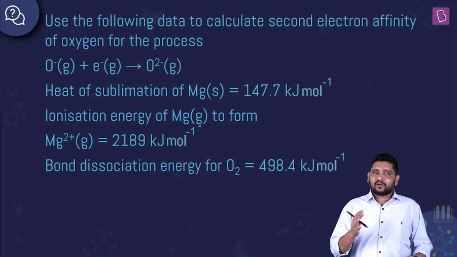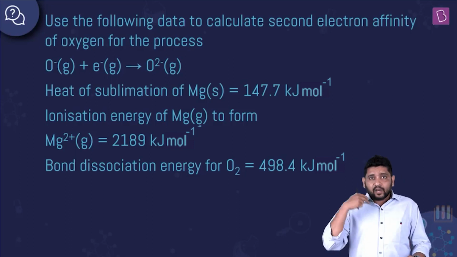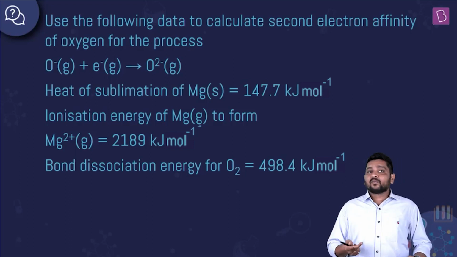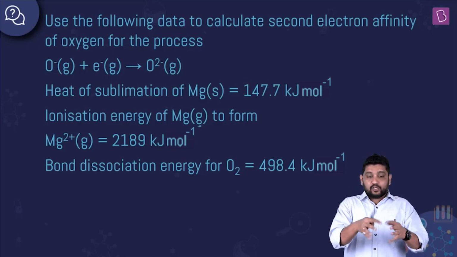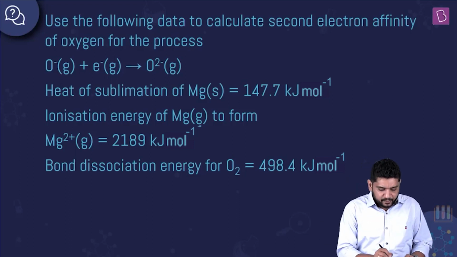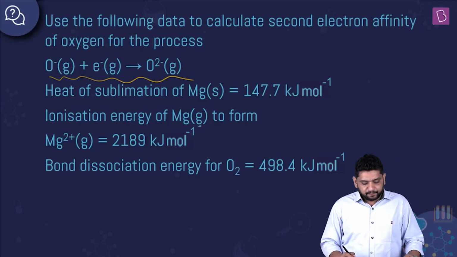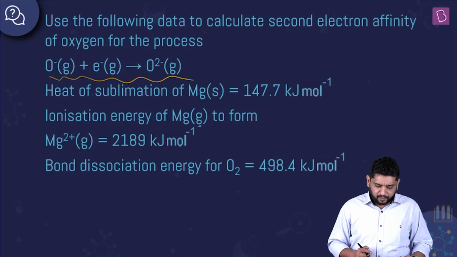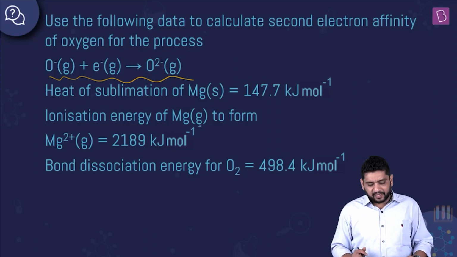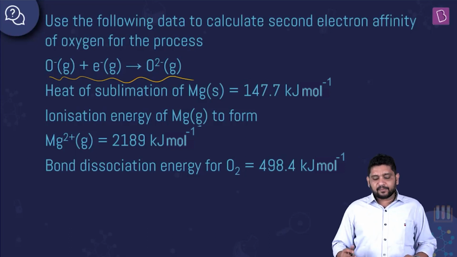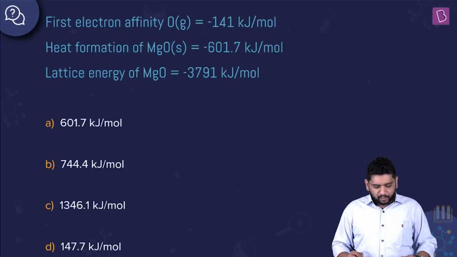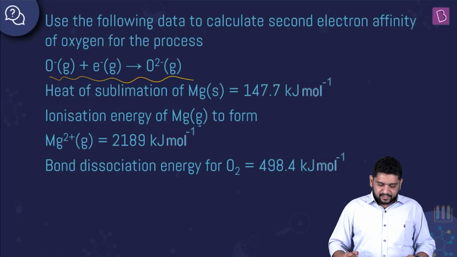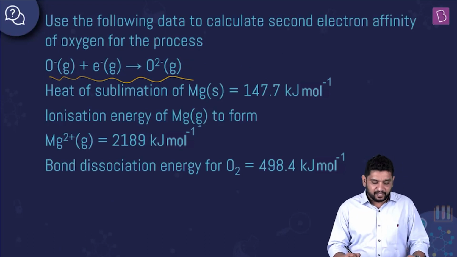All second electron affinities onwards would be negative, or second electron gain enthalpy onwards would be positive. Why? Because you have to supply energy to push that electron into an already negative anion. So this is the process for which we have to find the electron affinity. Electron gain enthalpy is probably what is expected, because electron affinity would be negative. Let's look at the options here. All the options are positive, so this is the second electron gain enthalpy that we are interested in.